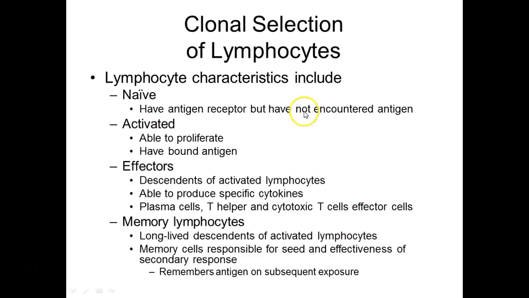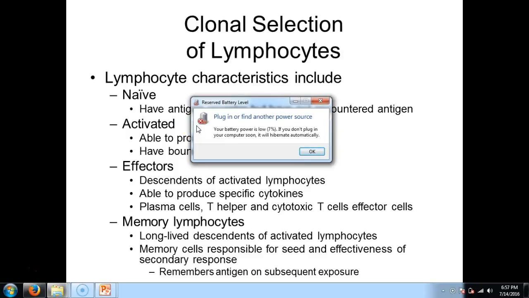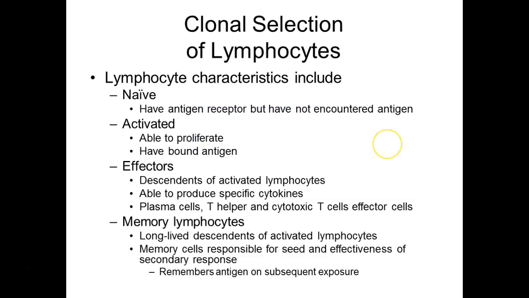So naive, as I said, for any lymphocyte, whether it be a B cell or a T cell, means they haven't encountered antigen yet. That's all that means, right? They're naive to the bad guys. Whenever a B cell or T cell becomes activated, it's going to proliferate because, again, we need more than just one of them. We need a whole bunch of them to do their job.